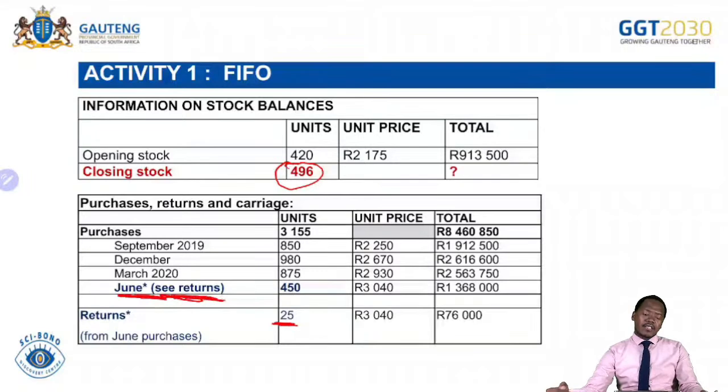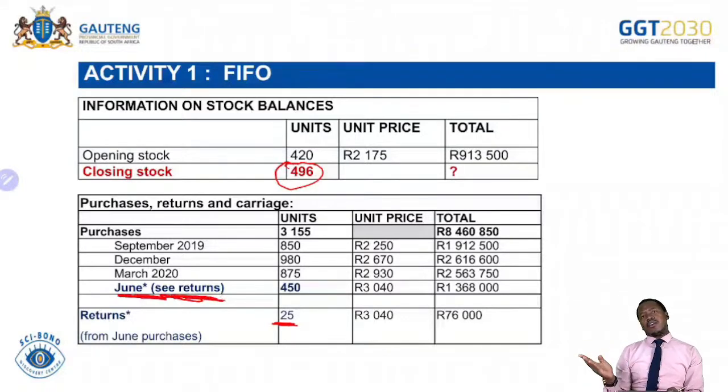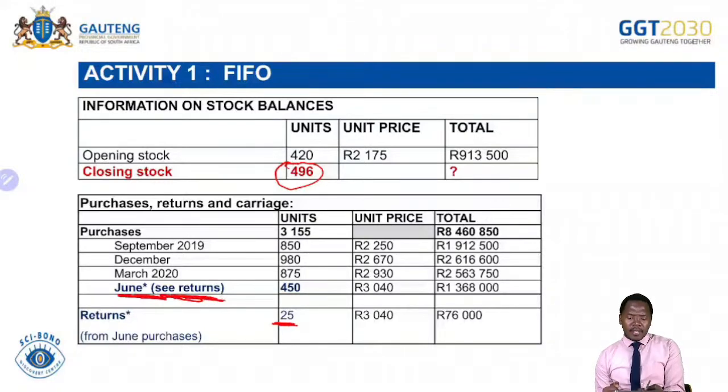Now we have the unit price of each. These unit prices, they differ. And then we have the total. Now, grade 12s, how did they determine the total on the far right, on the fourth column there? How did they determine the total?